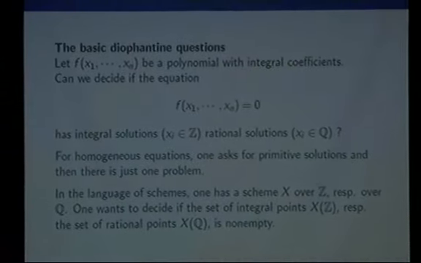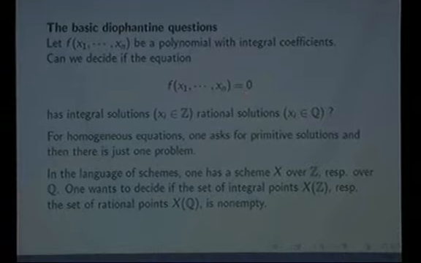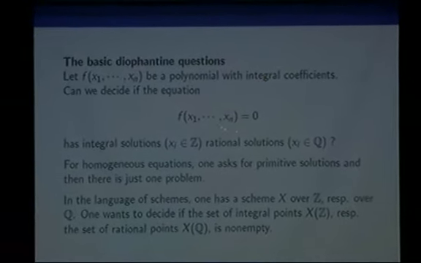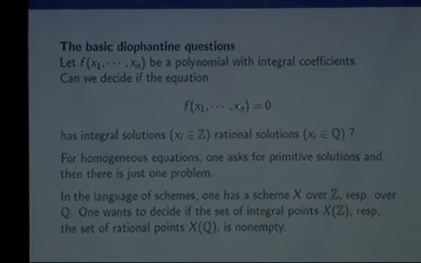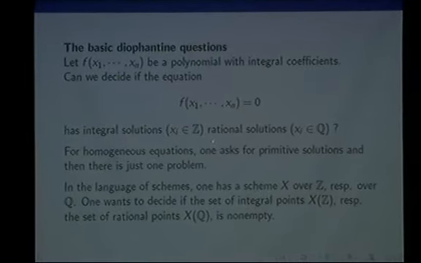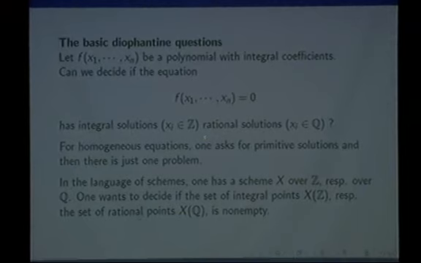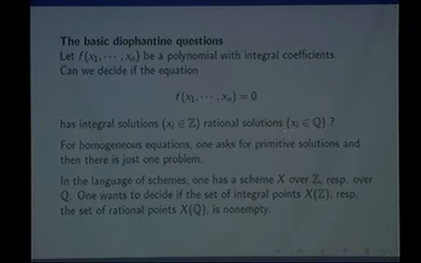Let me practice this. Okay, so I'll start with the basic Diophantine problems. You look at a polynomial f of x1, ..., xn with integral coefficients, and then you ask whether you look at this equation, and you want some technique to decide if there are solutions for these equations with the xi integers. Or you're very happy if you can decide whether there are solutions with xi rational numbers.